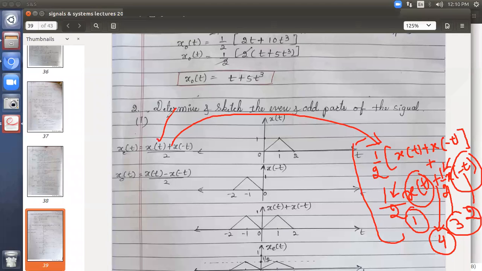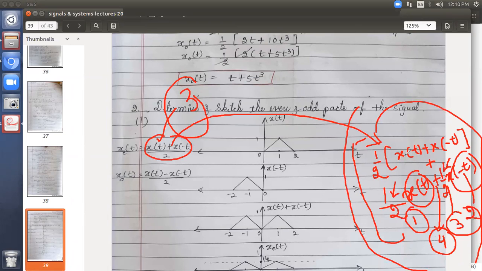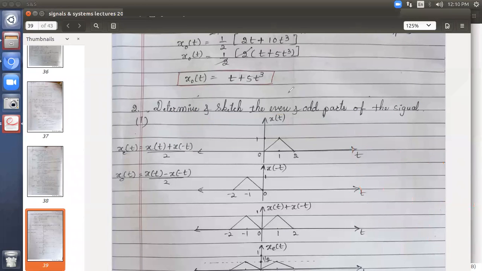If I go with the original equation, I can make a maximum of 3 operations. So I will prefer this direct equation. If you want, you can solve by this method as well, applying the half to both x of t and x of minus t, and following the procedure. You can do it in both ways. This is the given signal x of t. We need to find the even and odd components of the signal x of t.